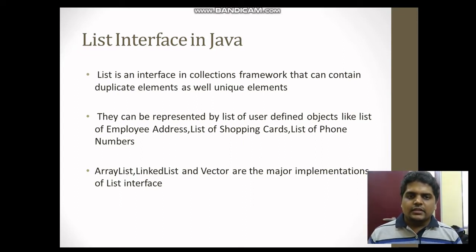List is an interface in the collection framework that can contain duplicate elements as well as unique elements. Especially with list, they can be represented by a list of user-defined objects, like a list of employee addresses. They can be any kind of addresses, there can be multiple addresses. A list of shopping carts, they might be unique or non-unique, they also can contain duplicate elements. Also a list of phone numbers. Some examples of list. Also we have ArrayList, LinkedList and Vector. These are major implementations of the List interface.